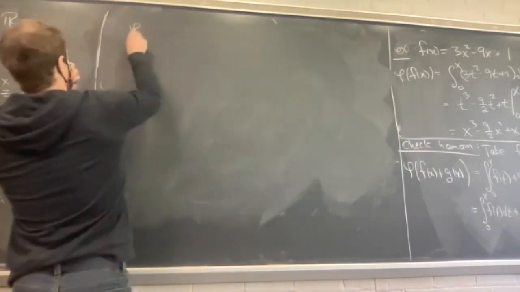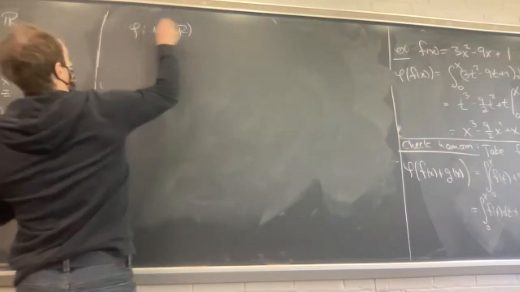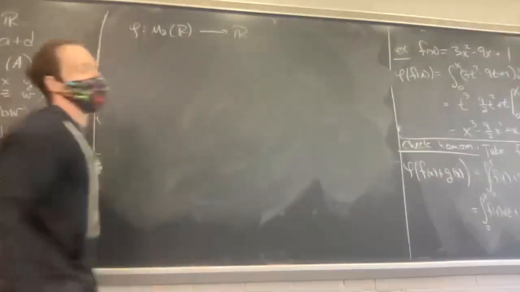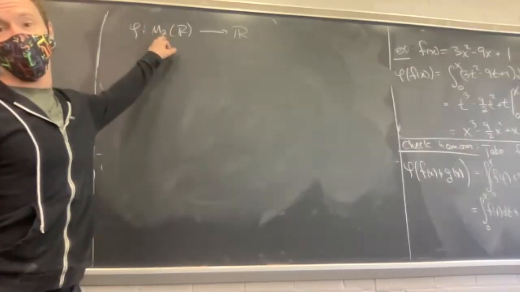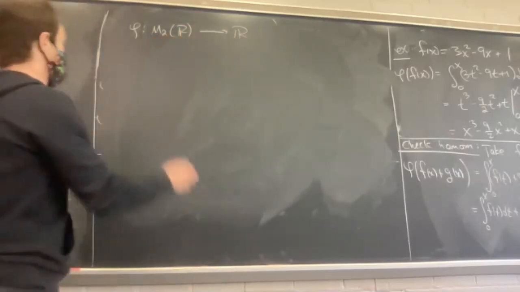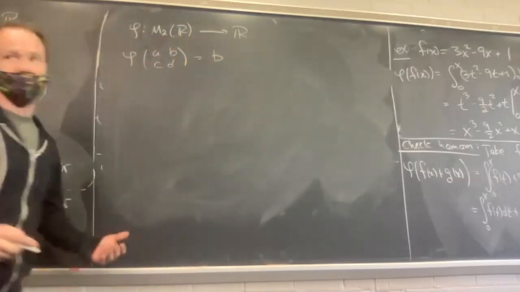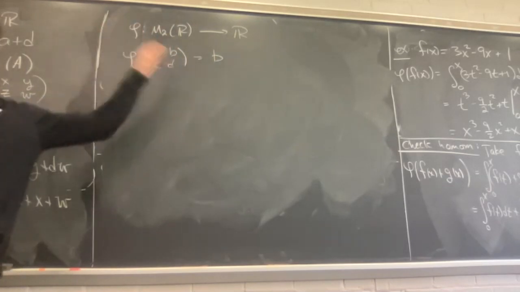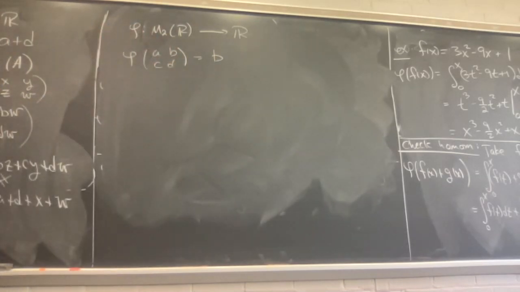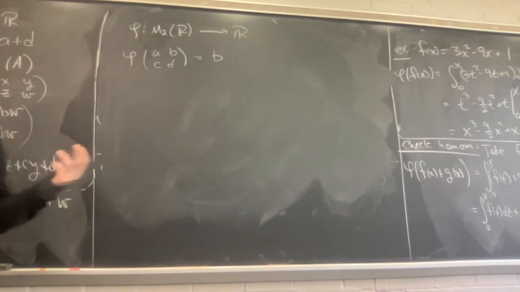So here we've got phi from M to R. This is additive 2 by 2 matrices to additive real numbers. And phi of (A, B, C, D) just goes to B. So we're just projecting it to B. It's like we're shining a light on top of B and we're getting the shadow of B, but nothing else, right? So this is a homomorphism. It's pretty clearly a homomorphism.